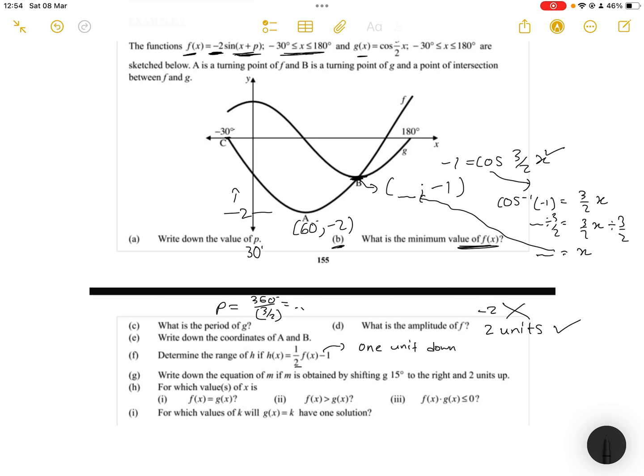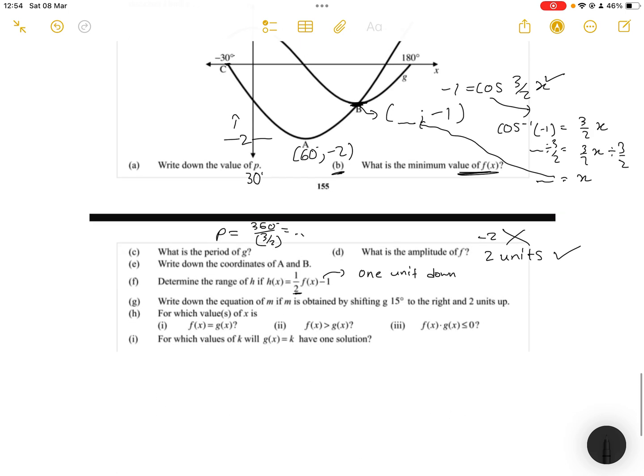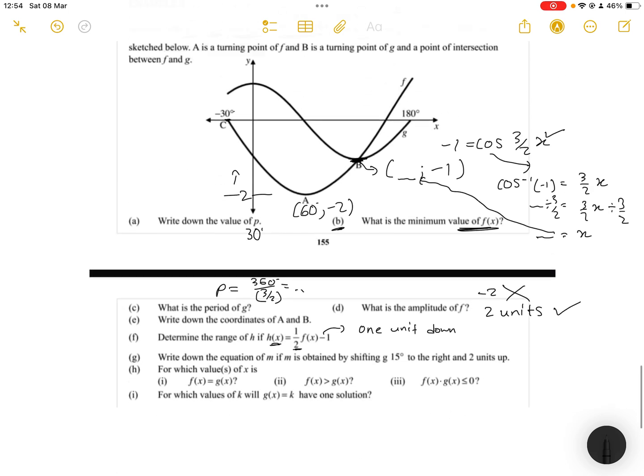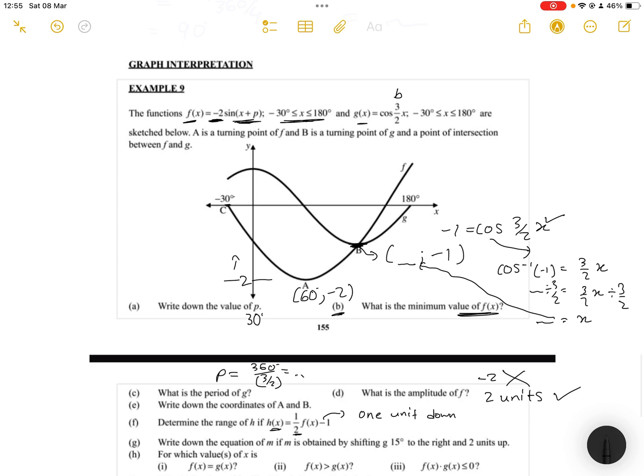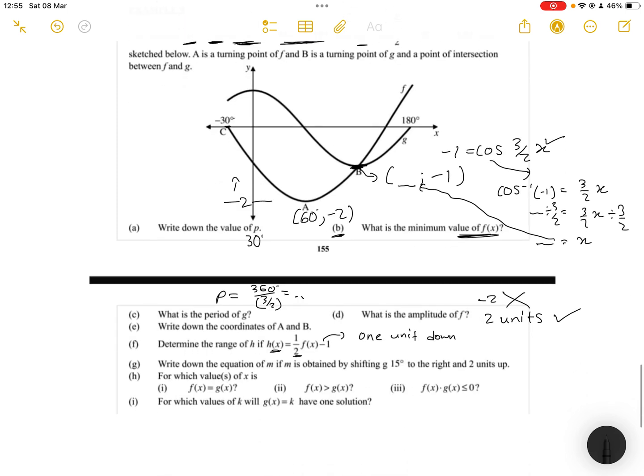And then it's half, so the amplitude has been changed and it has been halved. Remember at f the amplitude was -2, so half of -2 is going to be what? It's going to be -1. So G, write down the equation of M if M is obtained by shifting G.